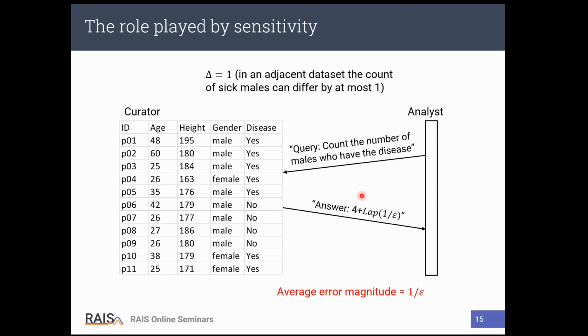So if the answer is 5, it could be either because there is one extra male user with the disease, or because we have added this Laplacian noise and it just added a value of 1. And so this is how differential privacy is enforced.